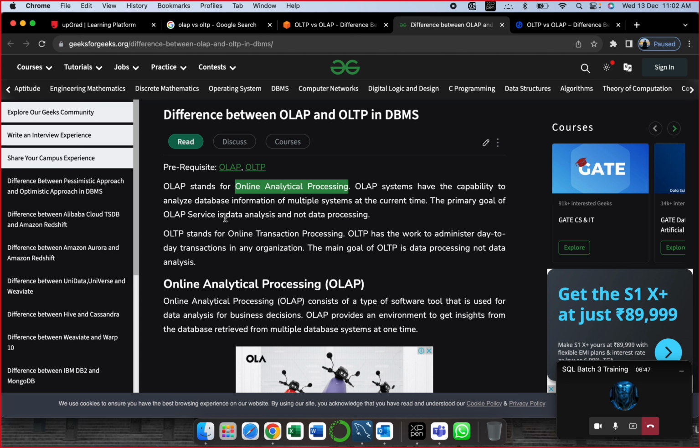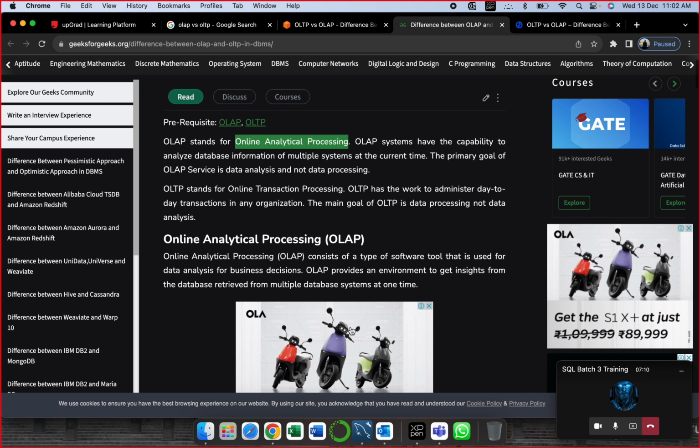OLAP systems have the capability. So online analytical processing, what does this mean? This means that anything where you can perform an analysis, the database on which you will perform the analysis becomes the OLAP database, or online analytical processing database. So certain things need to be known.